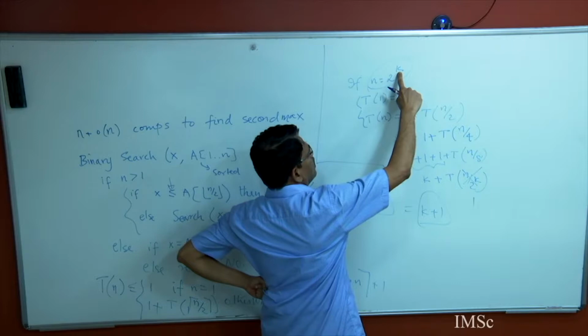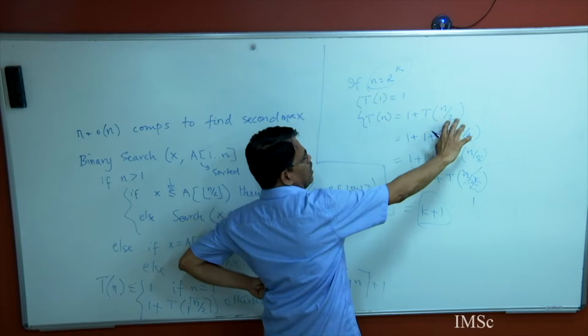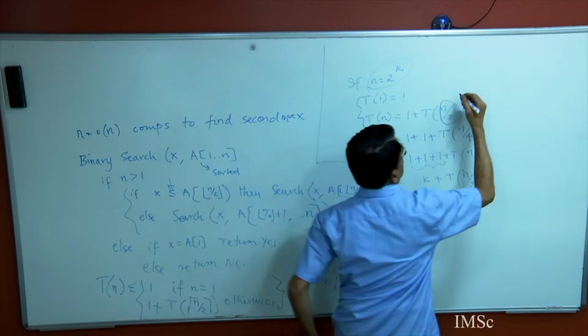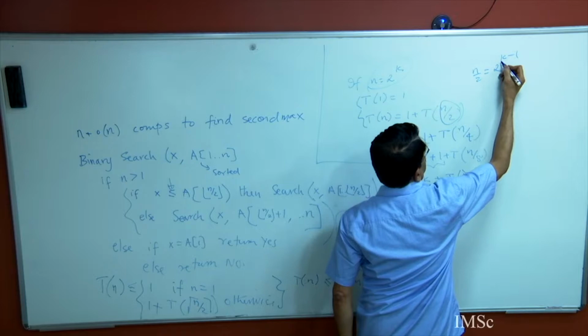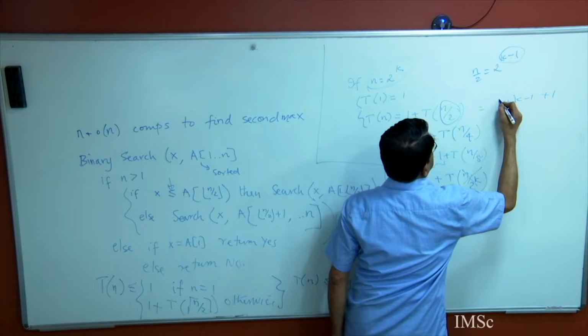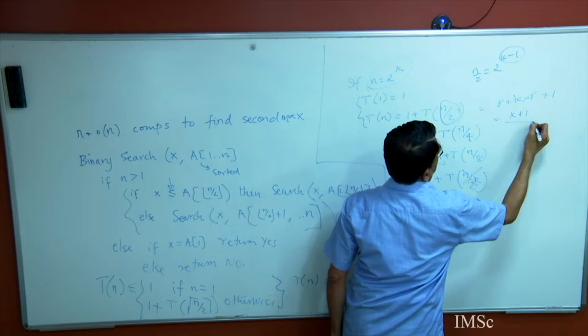And assume by induction hypothesis that for all smaller values of n, if it is a power of 2, then it's k plus 1. Then n by 2 is 2 power k minus 1. So the number of powers of 2 in n by 2 is k minus 1. So by the induction hypothesis this is k minus 1 plus 1, and then plus this one. So this will become k plus 1, that's what we want to show. So this is another way to prove by induction.